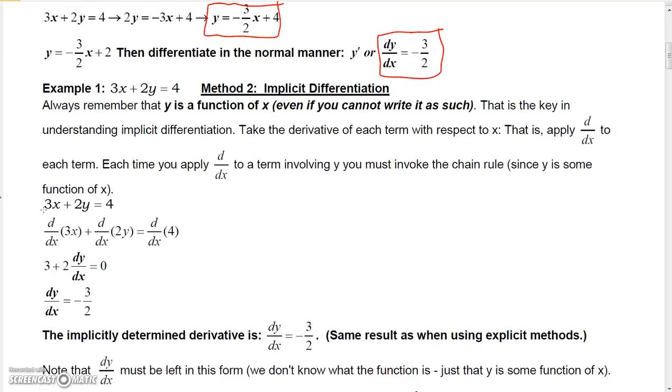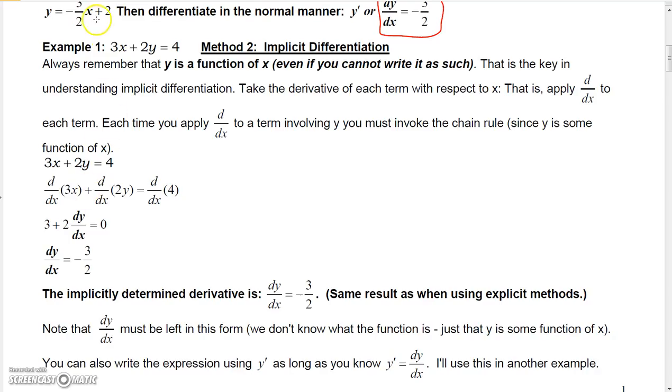Now with implicit differentiation, there are some rules I'll show you at the beginning, but basically you hit both sides of the equation with this d over dx operator. In other words, you take the derivative of each term with respect to x. So if I have 3x plus 2y equals 4, I have to take the derivative of 3x with respect to x, the derivative of 2y with respect to x, and the derivative of 4 with respect to x.